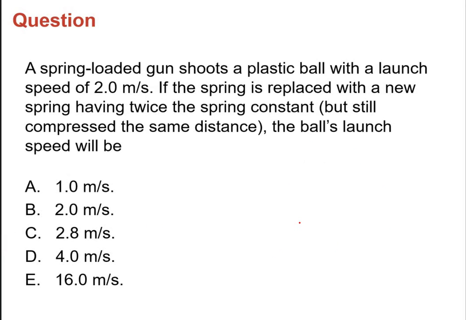Okay, let's answer this question, which is similar. Now the spring-loaded gun shoots again a ball at 2 meters per second, but now the spring is replaced with a new spring that has twice the spring constant. Now you've doubled the spring constant. What do you think will happen to the launch speed of the ball? Go ahead, pause the video, think about it.